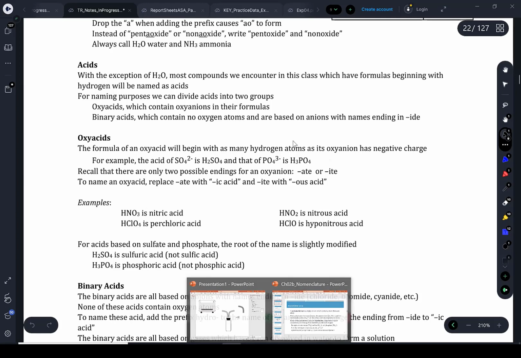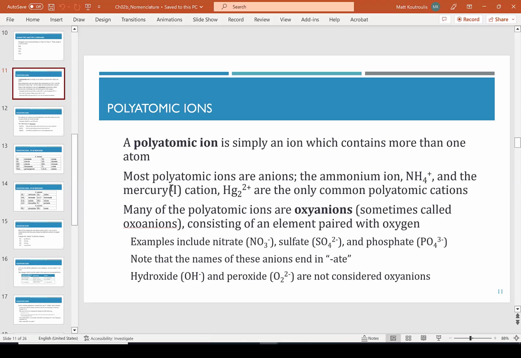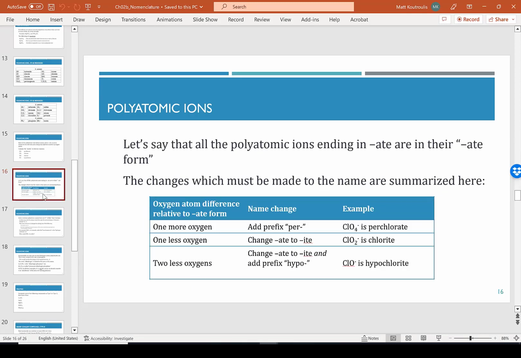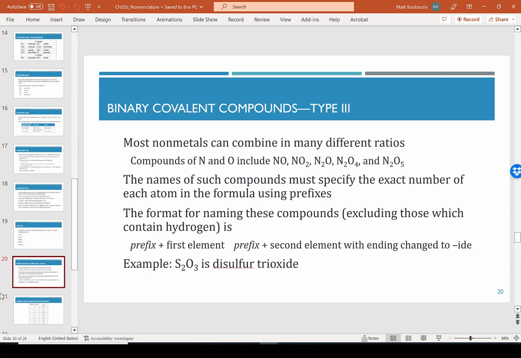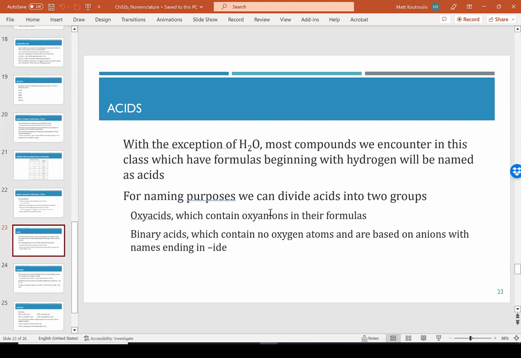There are acids that are closer to type one compounds, and there are acids that are closer to type three compounds. So the first type we're going to call oxyacids. Those oxyacids are the ones that contain the oxyanions in forming their formulas. So those are all the ions that end in ate, A-T-E, or ite, I-T-E. So for example, an acid of nitrate would be nitric acid. All you do is take nitrate and put a hydrogen in front, and that will cancel the charge.